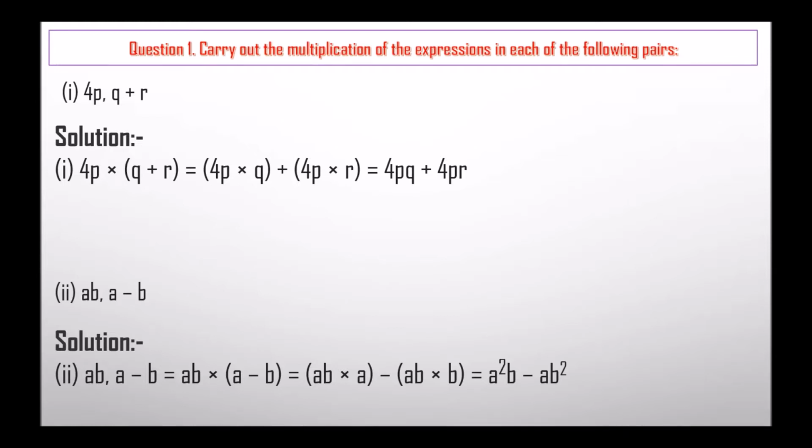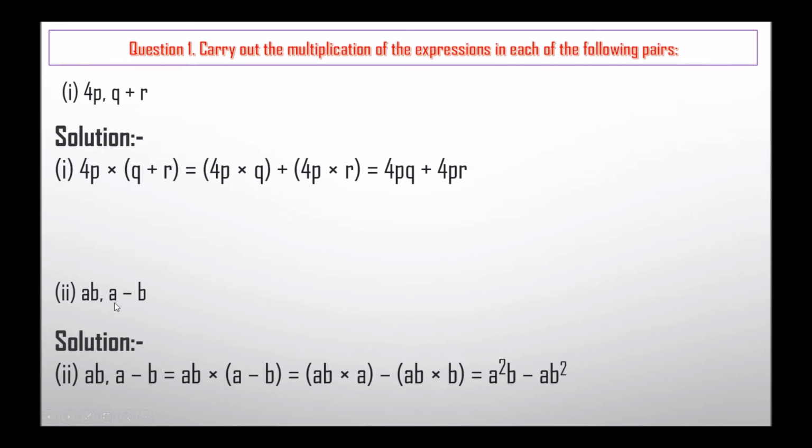First one is 4p, q plus r. So 4p into q plus r. So we will multiply 4p with q and then with r. So 4p into q plus 4p into r. That is 4pq plus 4pr.